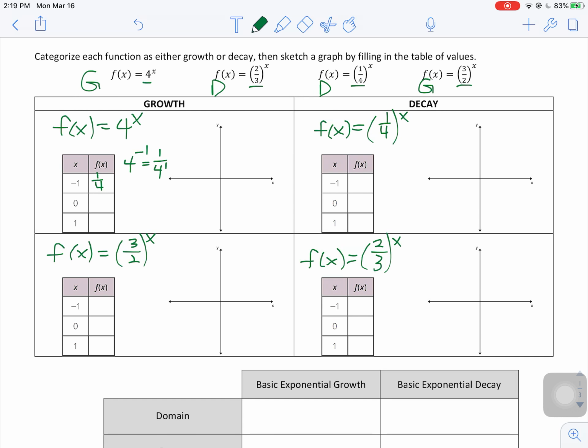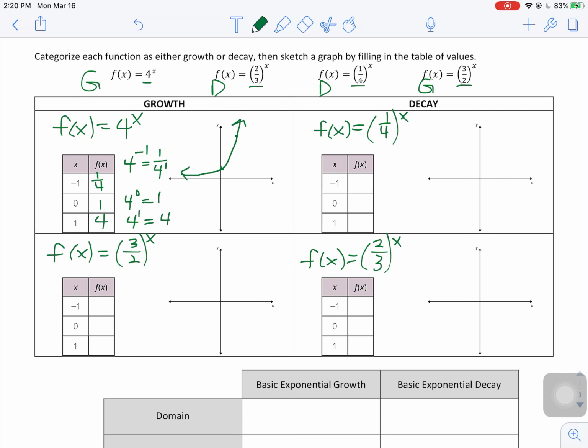For the next one down, when x is 0, 4 to the 0 is going to be equal to 1. Anything raised to the 0 power is always 1. And then that last one, 4 to the first power is just 4. So on this little grid here, if I try to plot those points, when x is -1, I'm at 1/4. When x is 0, I'm at 1. And then when x is 1, I'm at 4. So some graph that looks roughly like that.